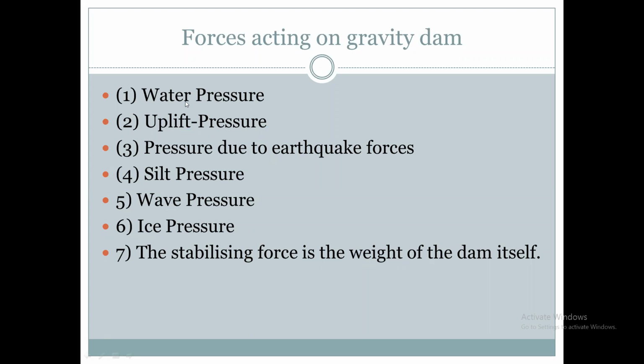The forces are water pressure due to flow. After construction of the gravity dam, the water is stored on the upstream side. Due to storage of water, water pressure acts on the wall of the upstream face of the dam. Due to continuous flow of the river, the water pressure will act on the gravity dam.